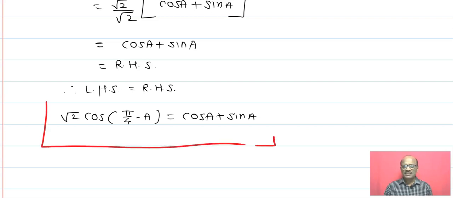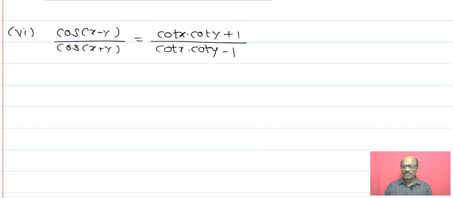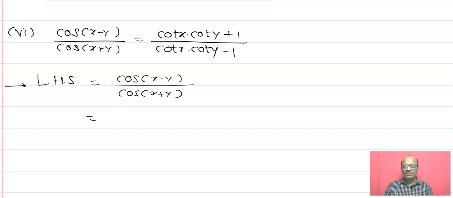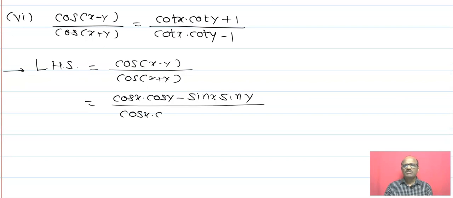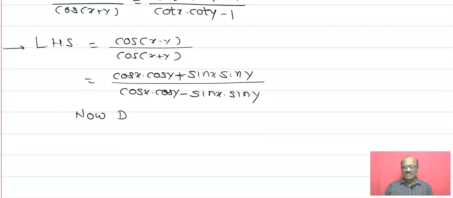These examples are nothing but the practice for your formula. If you do the practice a number of times by using different types of examples, you learn how to apply the formula for this type of example. This is the drilling exercise for the formula. Now see this: cos of x minus y upon cos of x plus y is equal to cot of x into cot of y plus 1 upon cot of x into cot of y minus 1. To prove that in trigonometry, you must practice a number of times. If you do more and more practice, you will have full confidence in trigonometry.